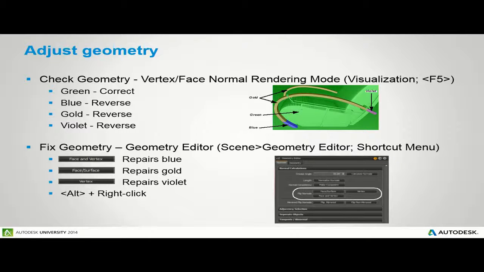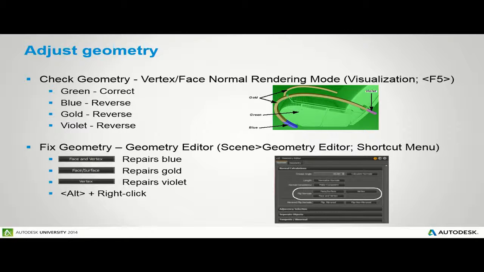We can correct or fix geometry using the geometry editor. It is one of the other modules present inside of VRED Professional. In the geometry module, you have the flip normals area with 3 buttons. Face vertex repairs the blue objects and makes them green. Face surface repairs the gold objects and makes them green. Vertex repairs violet.